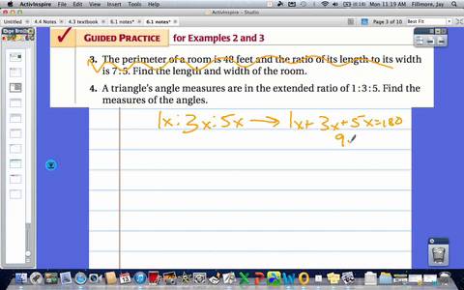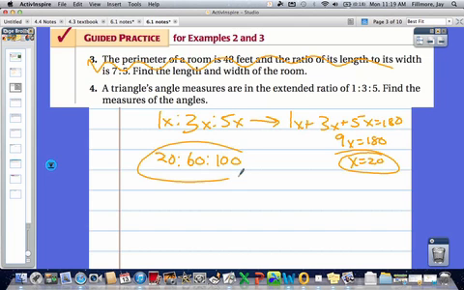Combining like terms, 9x equals 180, so x is 20. And when you plug 20 back in over here, 1 times 20 is 20, 3 times 20 is 60, 5 times 20 is 100, and if you add those, they do end up to 180, so that is the correct answer. So here's an example of how you can go back and find your original values.